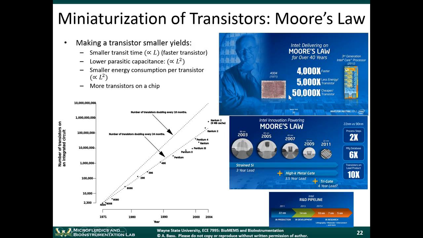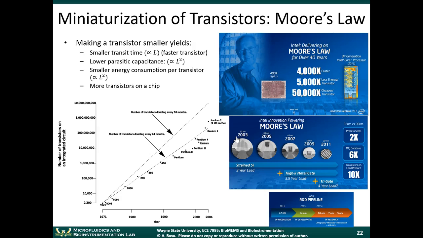It's 50,000 times cheaper, so this is an economic benefit. This comes from the fact that you can make the transistors smaller and smaller. All right, so there are so many reasons why you'd want to miniaturize a transistor, and this is really what's been driving the electronics industry for the last 30 years or so.